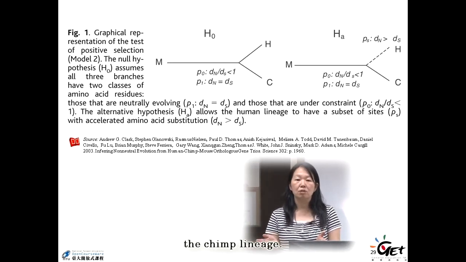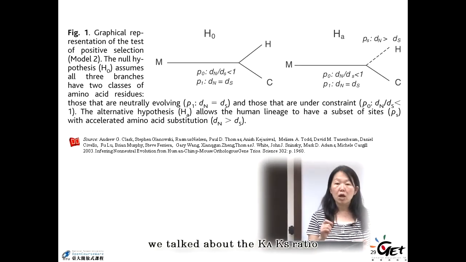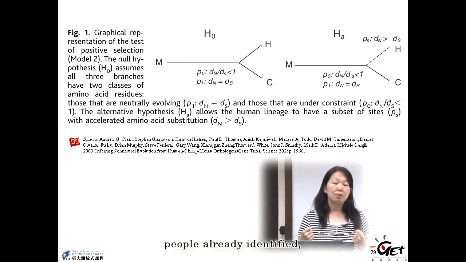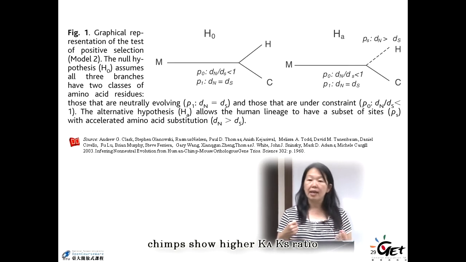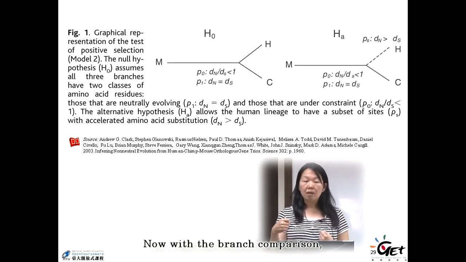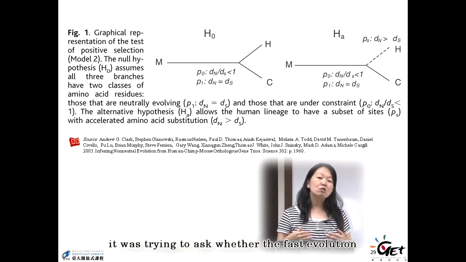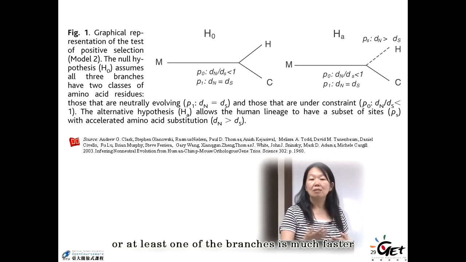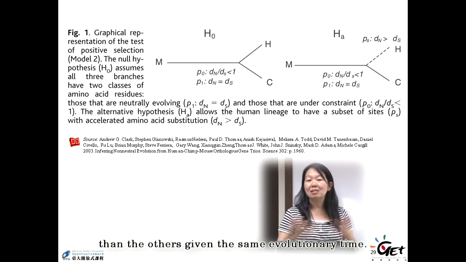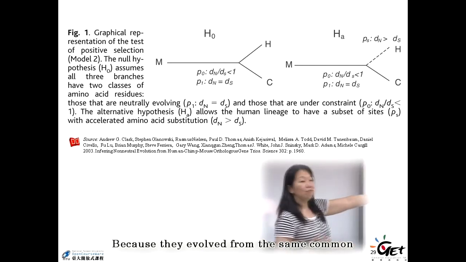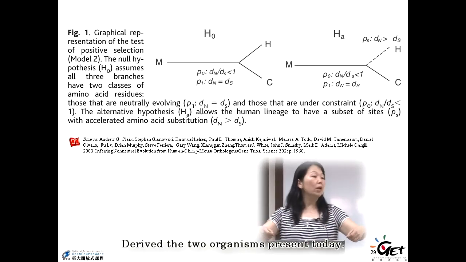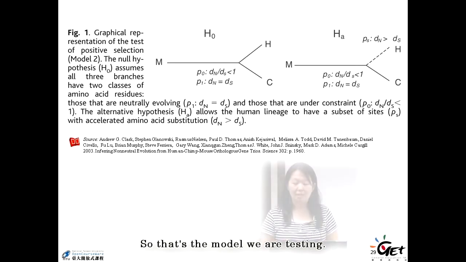We are testing whether the evolution rate on the human lineage is faster than our counterpart, the chimp lineage. Remember, just a few slides ago, we talked about the Ka-Ks ratio between human and chimpanzee, and people already identified genes showing higher Ka-Ks ratio with that comparison. Now, with the branch comparison, we're trying to ask whether the fast evolution occurs only on one of the branches, or at least one of the branches is much faster than the other, given the same evolutionary time, because they evolved from the same common ancestor, then derived into two different lineages, giving rise to two organisms present today. So that's the model we are testing.